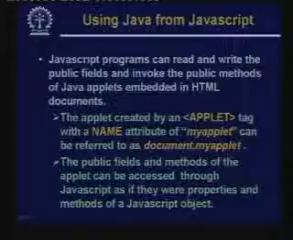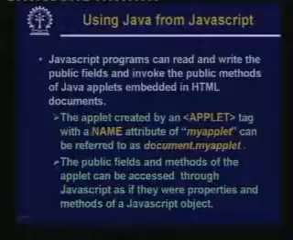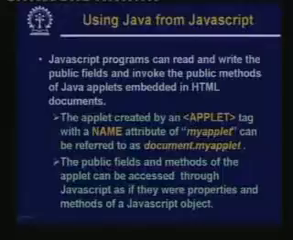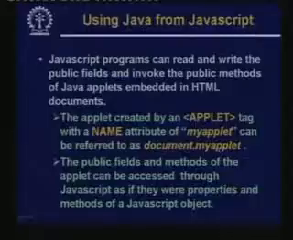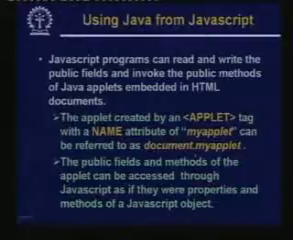Okay. For example, if I give a name of my applet, name equal to myApplet, then from JavaScript I can access this applet object as document.myApplet, as if this myApplet object appears as part of the document object. All right. Now, once we access the applet like this, all public fields and methods can be accessed subsequently, just as if they were properties and methods of the JavaScript object.